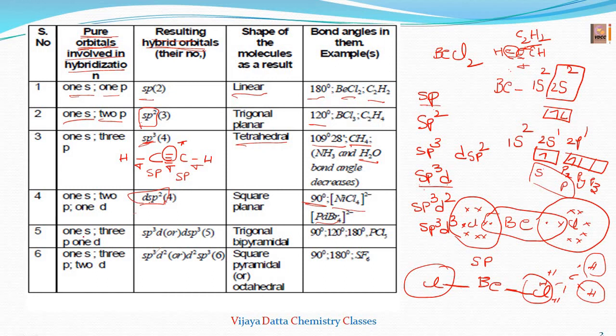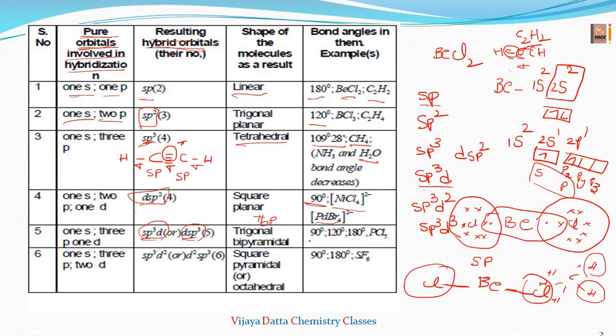Next one is the one s orbital, three p orbitals, and one d orbital. It can be sp3d or dsp3. Generally, dsp3 will appear in the complex compounds. General compounds will get the sp3d hybridization. Its shape will be TBP, that is nothing but trigonal bipyramidal structure.